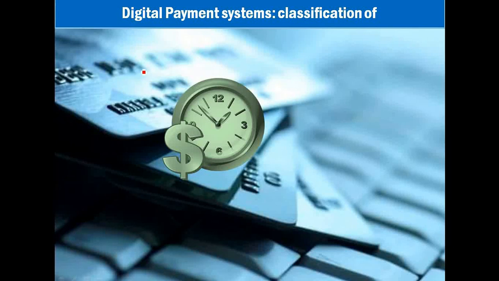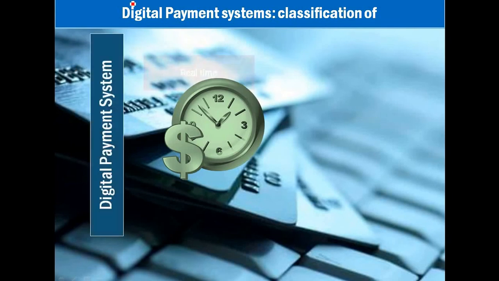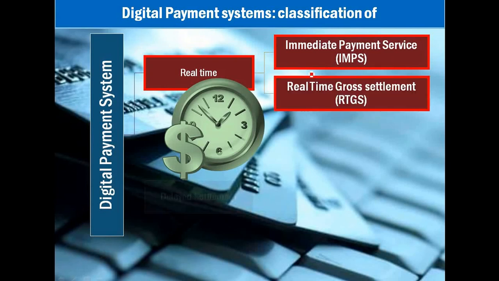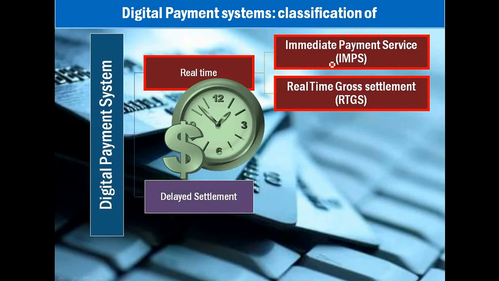Hello friends, today we study about digital payment systems. Digital payment systems can be classified as real time, in which settlement is done in real time. That is then called a real time digital payment system. Real time services are provided by IMPS, that is Immediate Payment Service, and by RTGS, that is Real Time Gross Settlement.